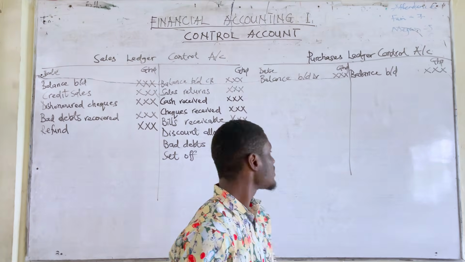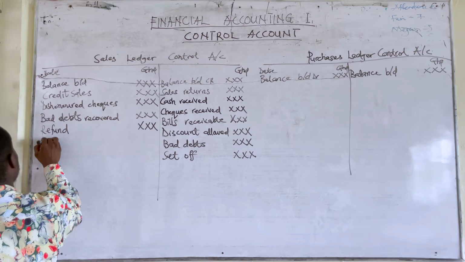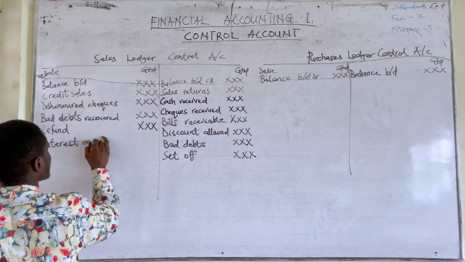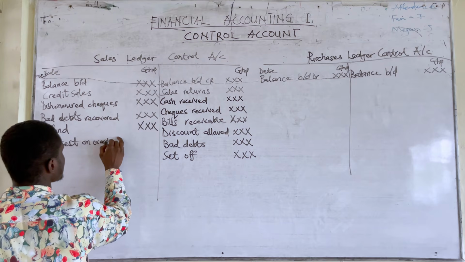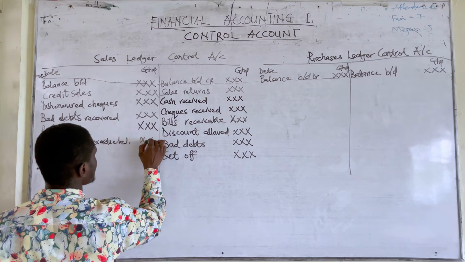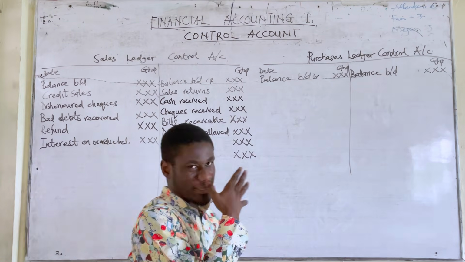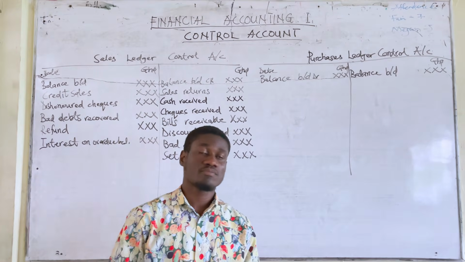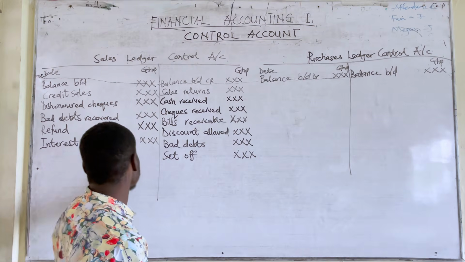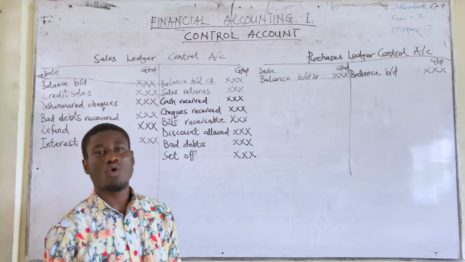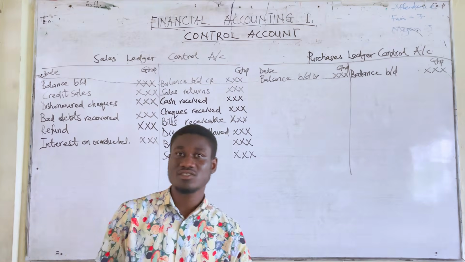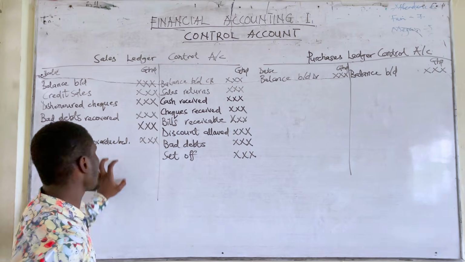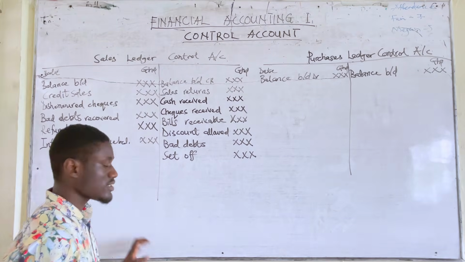Good. Now we have interest on overdue balance. Okay, so this one means that the amount you owe us, we've put interest on it, so you are now going to pay more. So if you owe us, let's say 10 cedis, and we place an interest of 10 cedis on it, you are now going to owe us 20 cedis. So it's increasing the amount you owe us. You get it? So when it's increasing the amount, you see it at the debit side. Good.